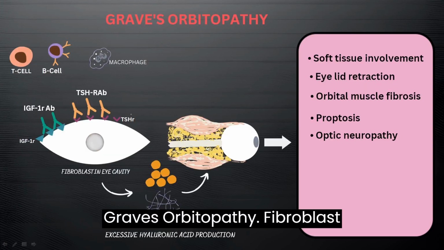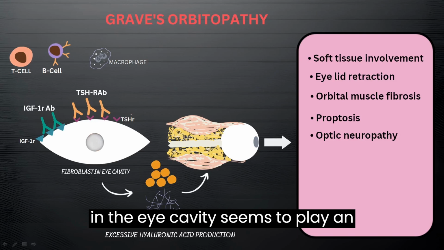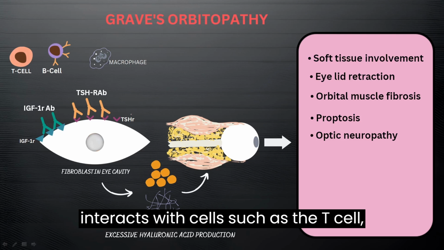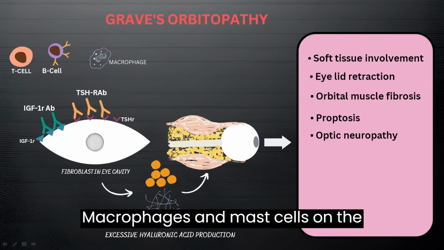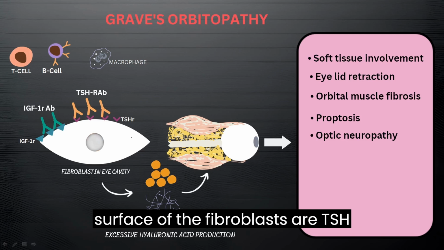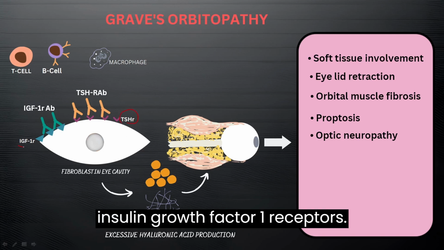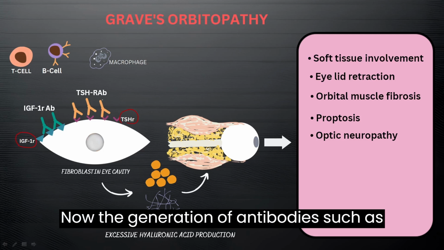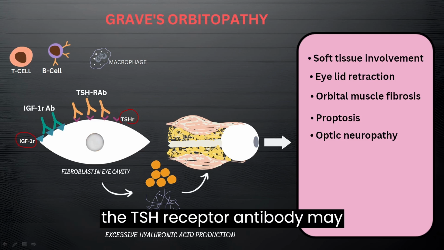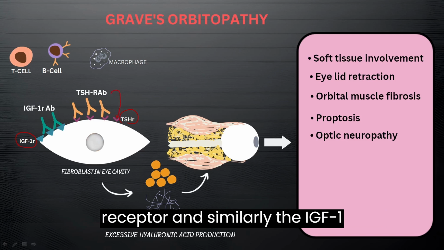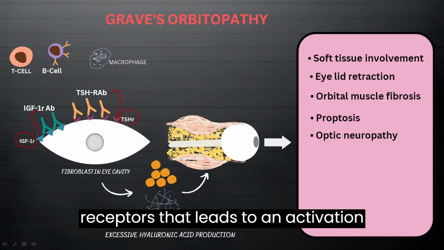Graves' orbitopathy. Fibroblasts in the eye cavity seem to play an important role in this disorder. They interact with cells such as the T cell, B cell, macrophages, and mast cells. On the surface of the fibroblast are TSH receptors as well as insulin-like growth factor 1 receptors. Now, the generation of antibodies, such as the TSH receptor antibody, may in fact attack the TSH receptor. And similarly, the IGF-1 receptor antibodies may attack the IGF-1 receptors. That leads to an activation of the fibroblast.